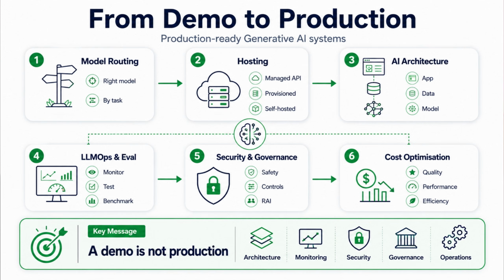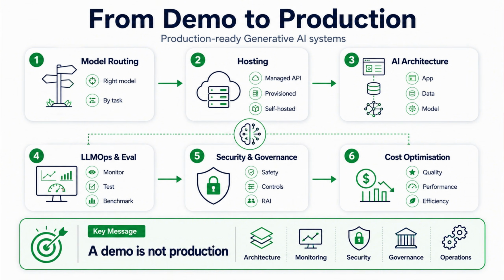So in this video, we moved beyond AI demos and explored what it takes to build a production-ready generative AI system. We started with model routing and understood why different requests may require different models. Then we discussed deployment and hosting approaches, including managed API, provisioned capacity, and self-hosted options. After that, we explored the AI application architecture and understood that the model is only one part of a much larger production system. We also discussed LLM ops, evaluation, and benchmarking, because production AI systems need monitoring, testing, and operational discipline.